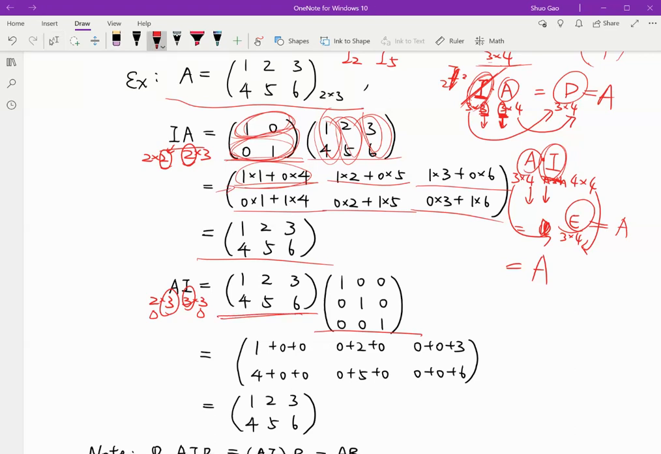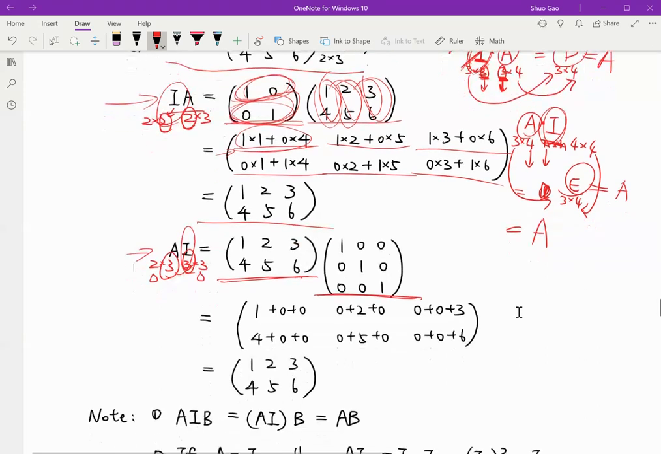So here A is 1, 2, 3, 4, 5, 6. And I is a 3 by 3 matrix. So we can see that this I and this I are different, right? Because here we multiply I with A. So I is the first matrix, but here I is the second matrix. So we should use different dimensions of I. But the results are the same, right?